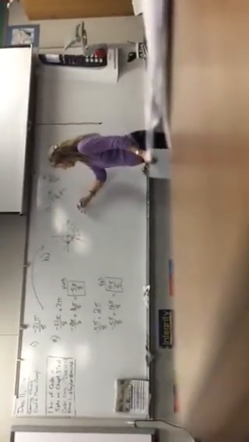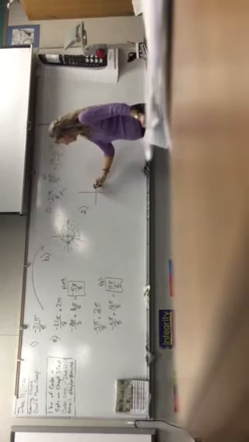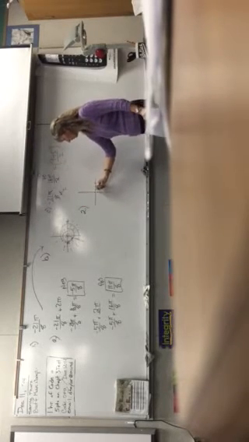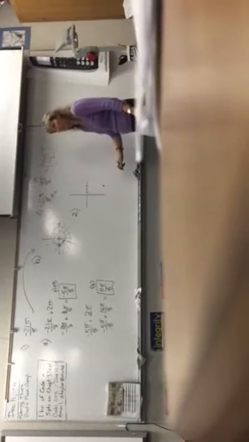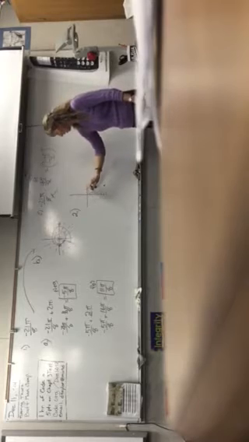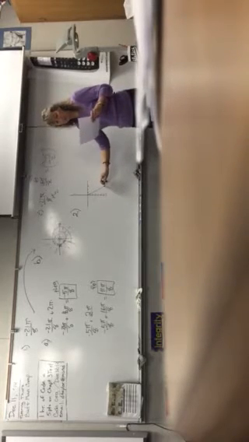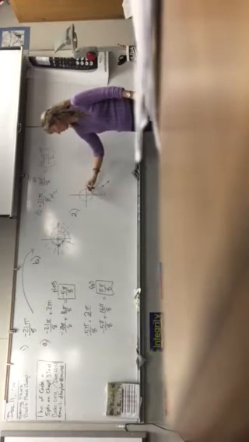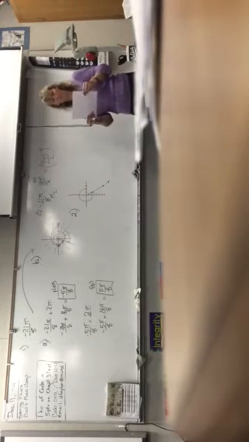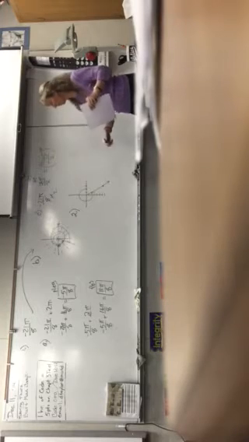Number 2 says, find the exact trig values for theta if the terminal side of the angle goes through 3, -7. Here's number 2. Here is the point. The terminal side of the angle goes through that point. Here's an angle measure. Find the exact trig values for that.